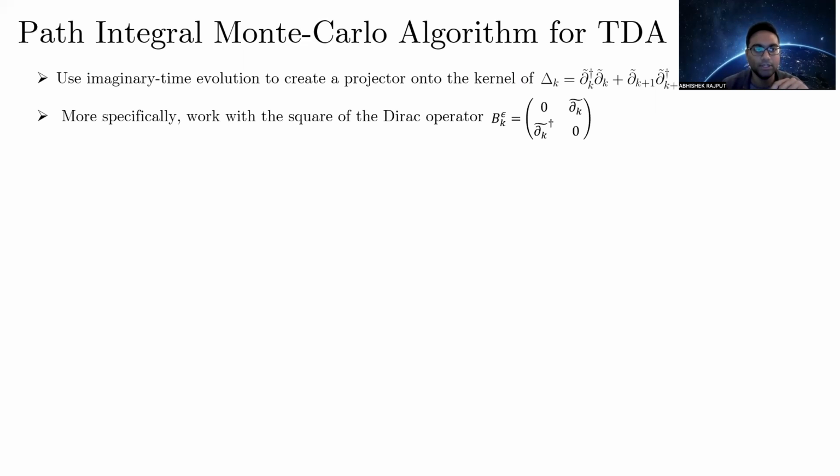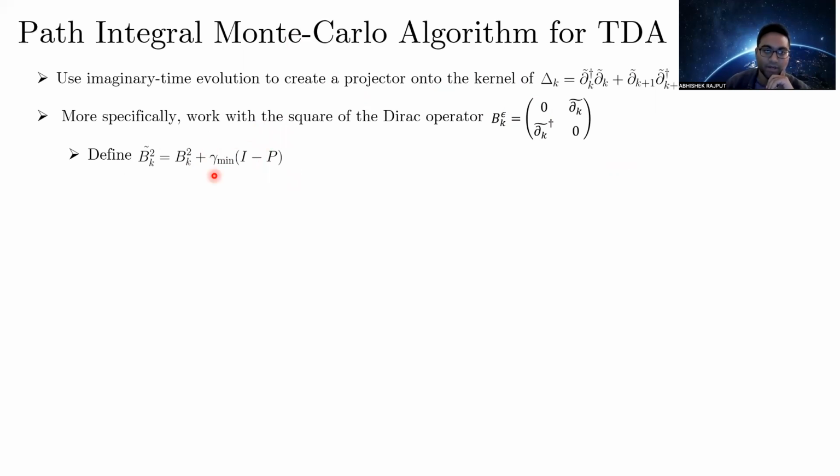So more specifically, to create this projector, we want to work with the square of the Dirac operator. The Dirac operator being this, and the square of this operator is precisely the combinatorial Laplacian. And then what we do is we don't just want to consider the square of this operator. We add this energy penalty term, which ensures that you project onto the space of simplices that are actually there in your simplicial complex.